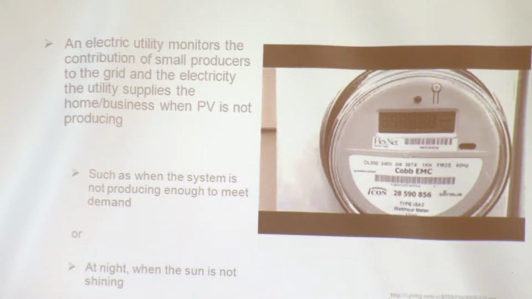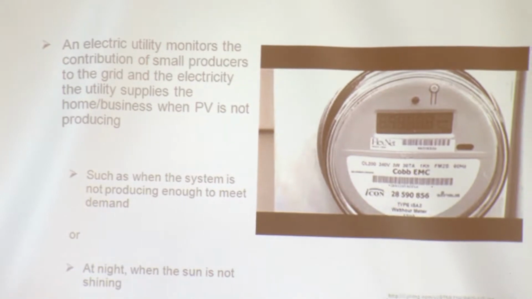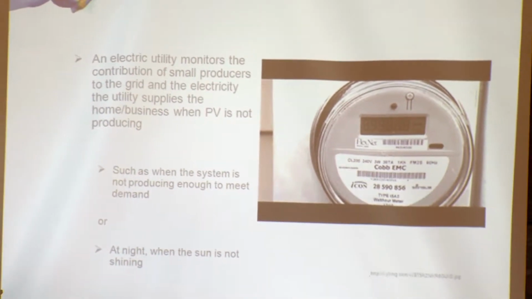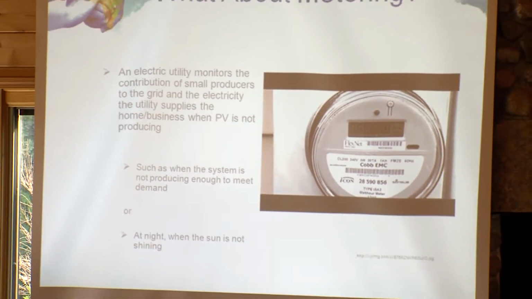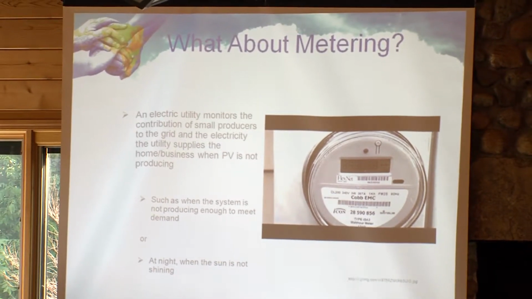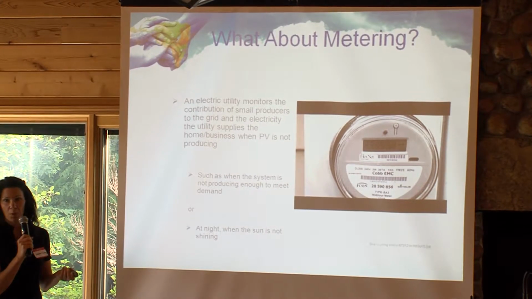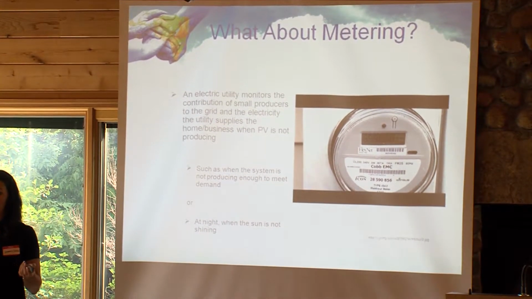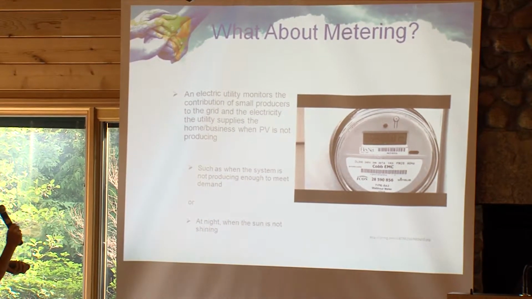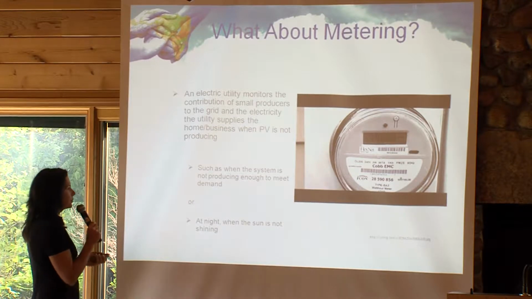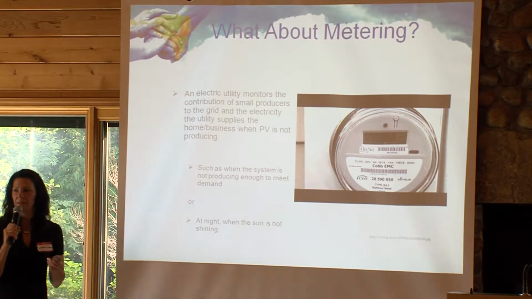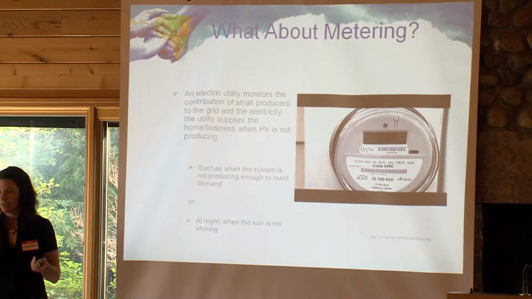What about metering? An electric utility monitors the contribution of small producers to the grid and the electricity the utility supplies to the home or business when PV is not producing. Pretty straightforward. Such as, well, winter times we would not be producing. When there's not enough sun, when the sun's not shining, or when production doesn't meet your demand.